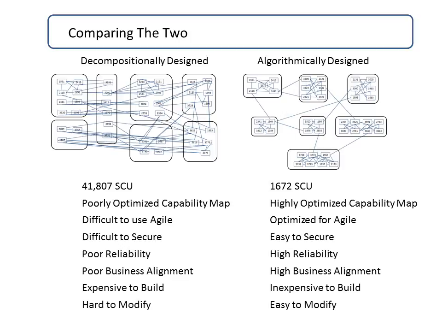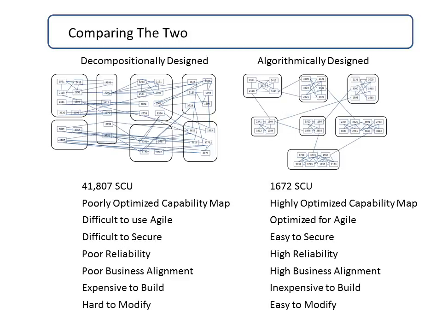The complexity will drive all the other factors that we care about. So not only will the decompositionally designed system have a poorly optimized capability map or service-oriented architecture, if that's what we're doing, it's also going to be a system that's not going to be easy to use agile because there's too many dependencies and too much complexity. It's going to be hard to secure because there are too many points that the system can be attacked. And all of the other attributes that we talked about earlier are going to be in much worse shape.